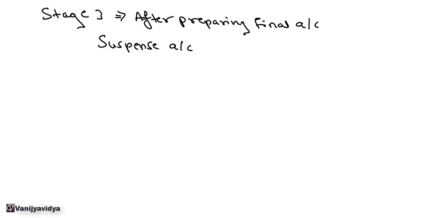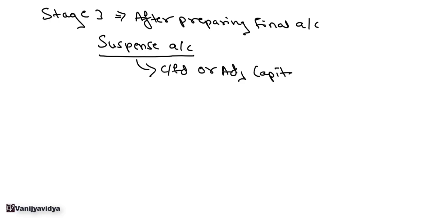Now, irrespective of researching it thoroughly and scrutinizing each and every ledger account, we are not able to find out the difference in the suspense account. So this suspense account is carried forward, or it is adjusted to your capital account. The balance in the suspense account is adjusted in the capital account.